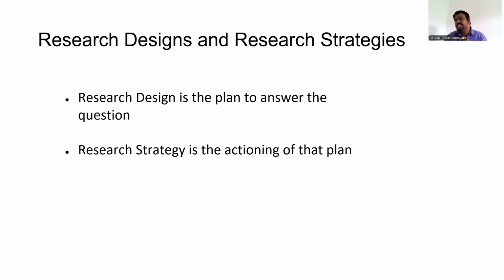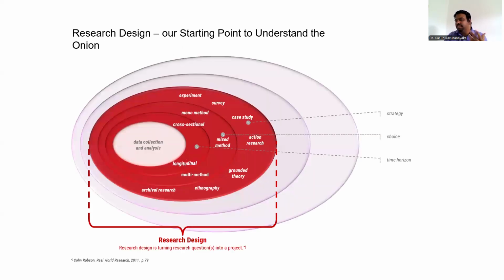So research strategy is the actioning part of that plan, whether you are doing an experiment, a survey, or an interview. That is the actioning part of the plan. So here you can see the research design, the layers related to research design.